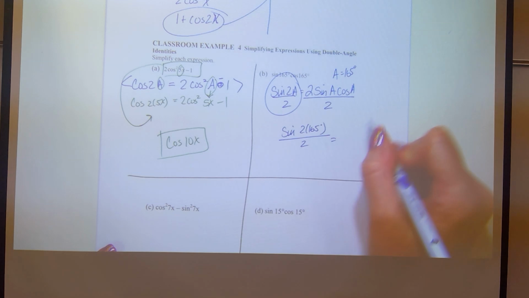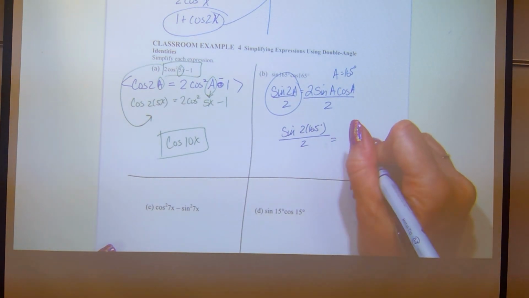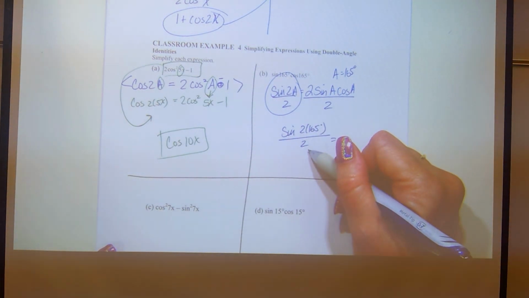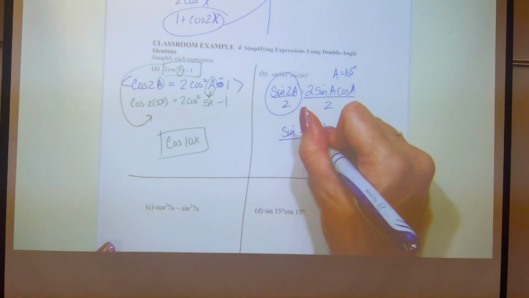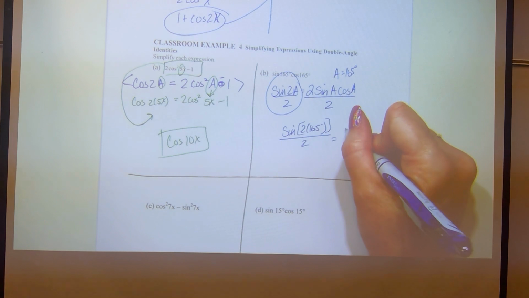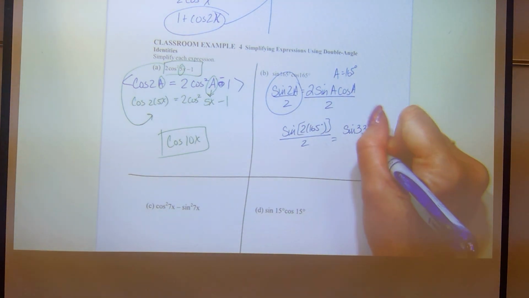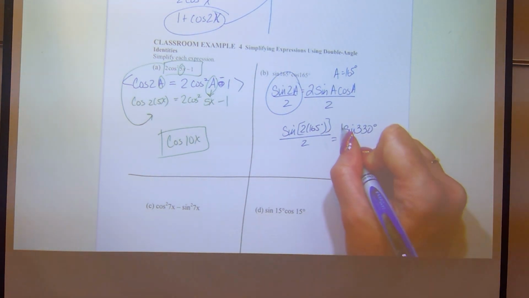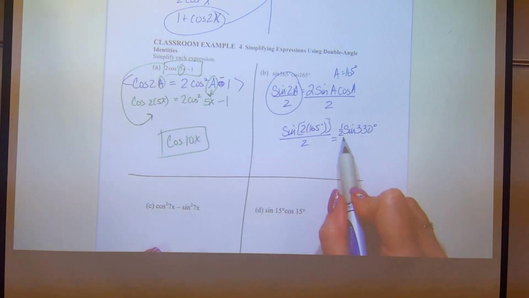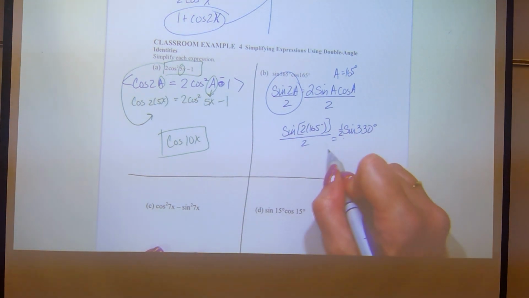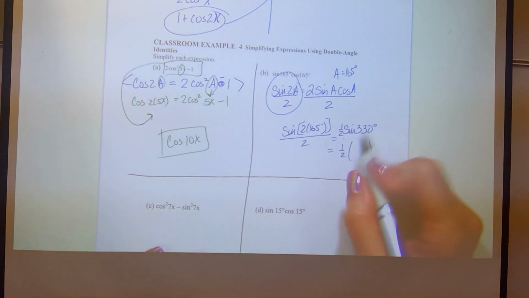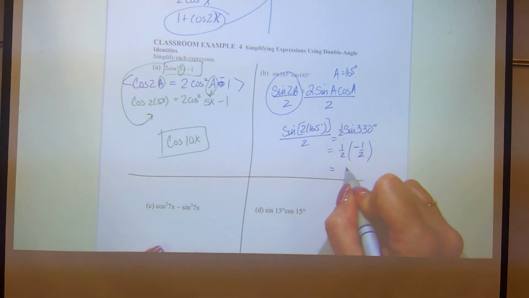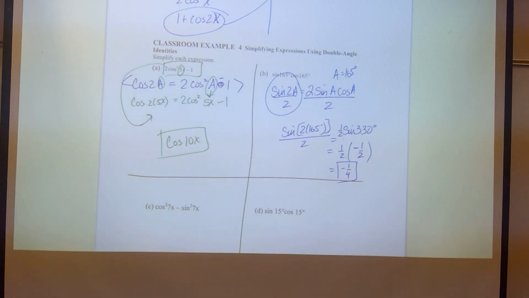2 times 165 is 330. I can't cancel that right there, by the way, guys. Remember, we said that that's not the same thing as 2 times on the outside. That 2 is in the argument. I cannot cancel it out. This is sine of 330 degrees divided by 2 or times a half. What I want is half the sine of 330 degrees. Well, look on your unit circle. Sine at 330 degrees is a negative 1/2. So this simplifies to a negative 1/4.